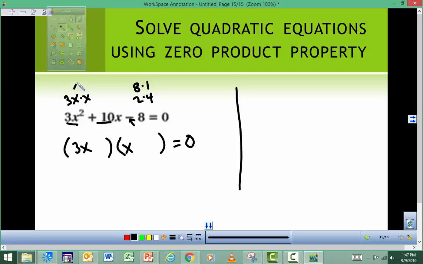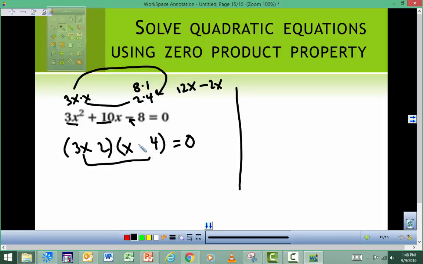So check this out. If the 3x goes with the 4, I get 12x. And if the 2 goes with the other x, I get negative 2. And I found out the numbers that work. The 3 goes with 4, and this one goes here. And so this one's what? Which one was my negative one? Two. This one's negative, so that one's negative, this one's positive.